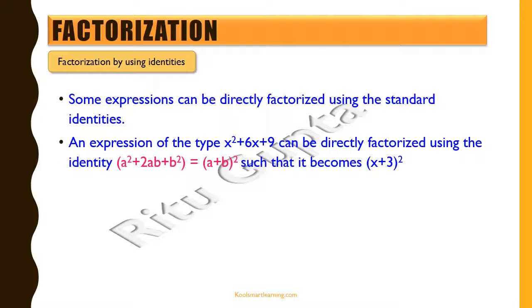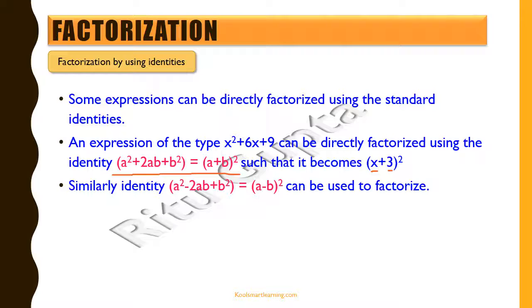An expression of the type x square plus 6x plus 9 can be directly factorized using the identity a square plus 2ab plus b square is equal to a plus b whole square. Now if you match the given expression x square plus 6x plus 9 with a square plus 2ab plus b square, we'll find that a is equal to x and b is equal to 3. So this expression becomes x plus 3 whole square.